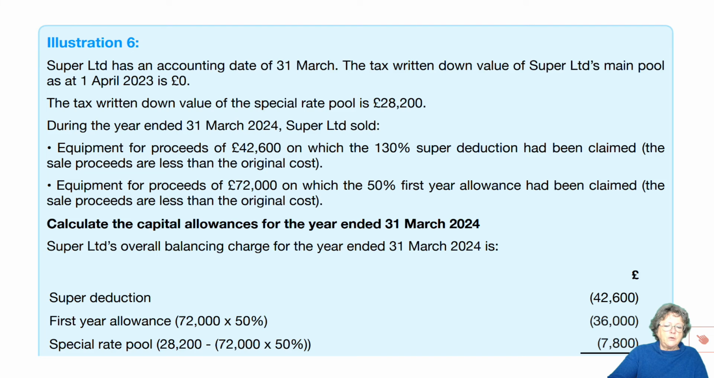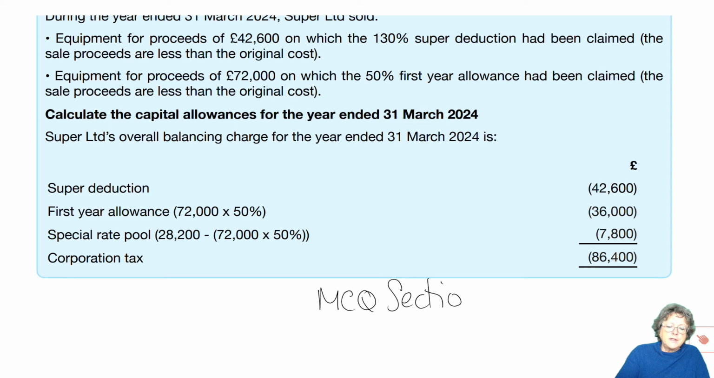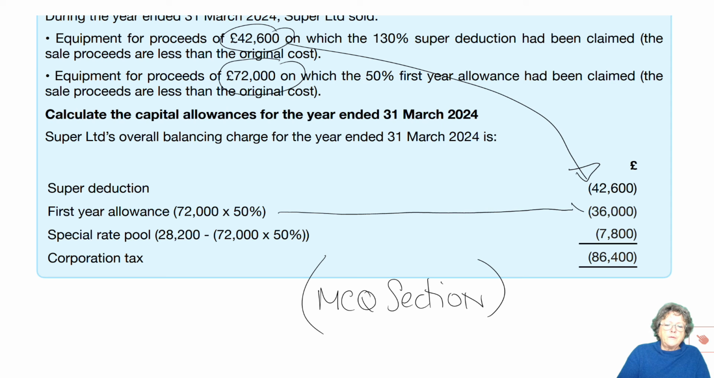So let's have a look at the balancing charge. There's no computation here. What they've done is just a balancing charge calculation. So this could be a multiple choice question in section A. This is where they could test it, rather than adding it into a capital allowances computation. This you could see is ideal for a multiple choice. So you have to work out the balancing charge for the 31st of March 2024. So the super deduction proceeds go in as a balancing charge, and this 50% also goes back in.